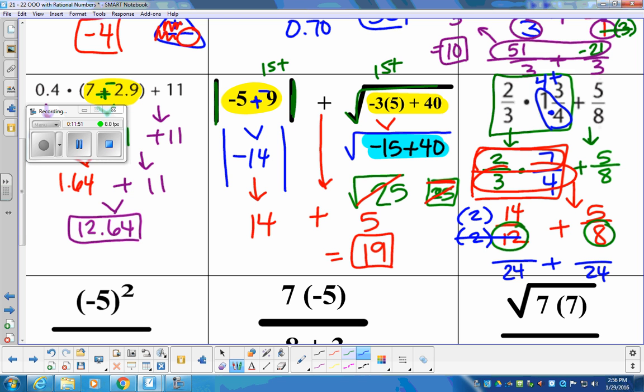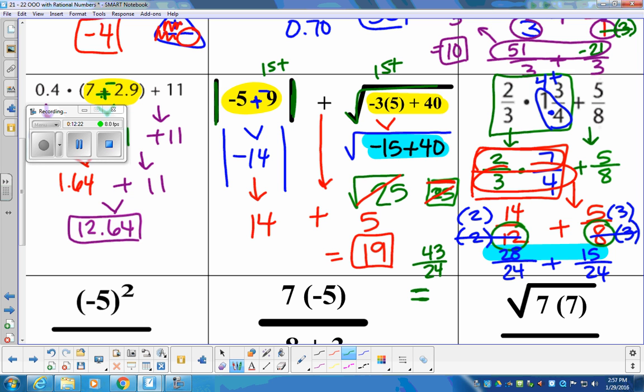My numerator then becomes 14 times 2, which is 28. So I have 28 over 24 on the left. On the right, how many 8s go into 24? Well, 3. Copy, paste gives me 15. So if I clean this problem up then in the numerator, I have 28 plus 15. Well, 28 plus 15 becomes 43. Denominator is 24. So I have 43 over 24.